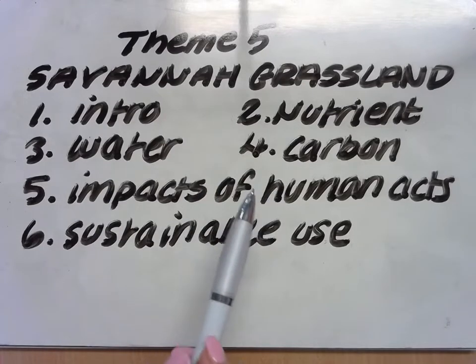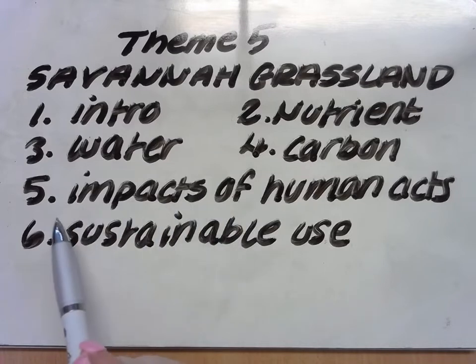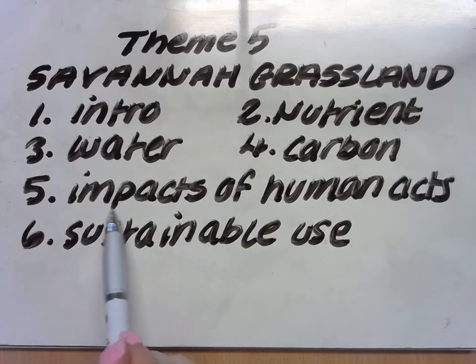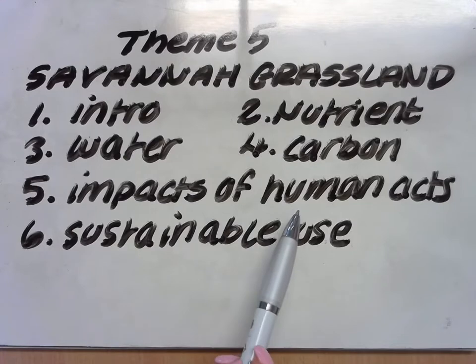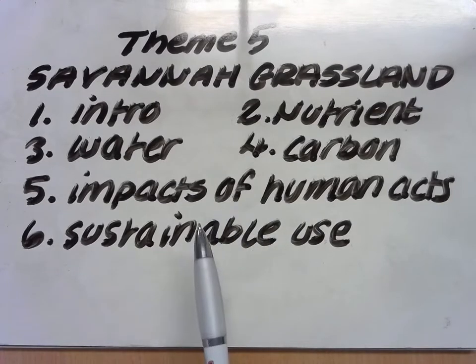And then perhaps the most important, number 5, we're going to look at the impact of human activity on the savanna. And then number 6, we're going to look at sustainable uses of the savanna. So if there's a part of that that you want to skip to, you can, but that's the plan for this clip, okay? By the end of the clip, you'll have the whole of the Savannah Grassland biome, all the information you could possibly need.